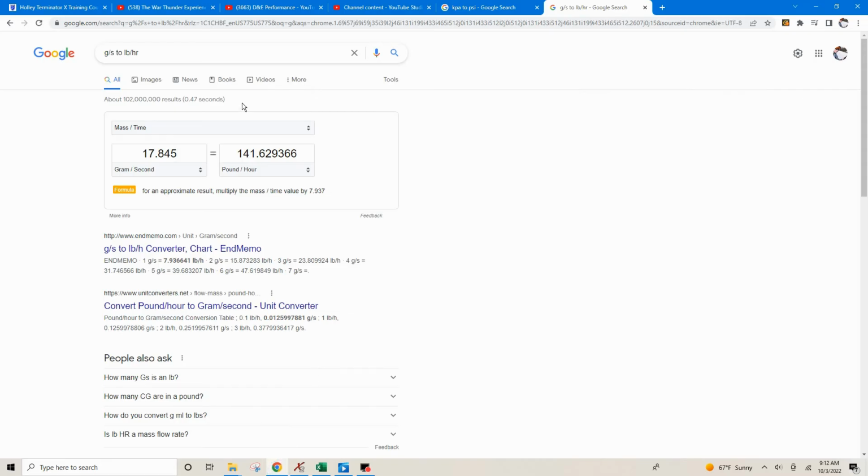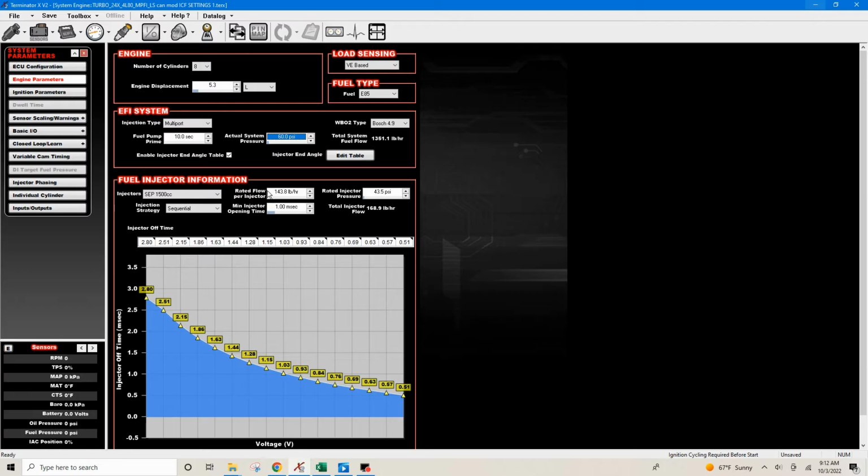So our rated flow per injector is 141.62. If you look at the Holley, they have it rated for 143.8. So we're going to change this number since we know what it actually is for the line pressure that we're running. And we'll just input that here. The next thing that we need to figure out is our minimum injector opening time.